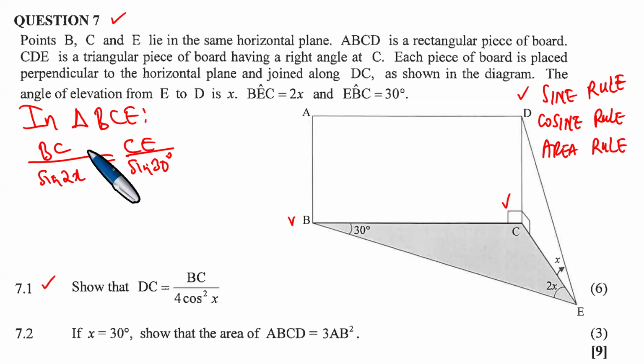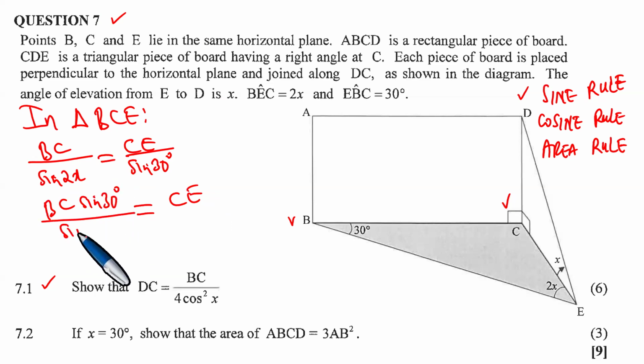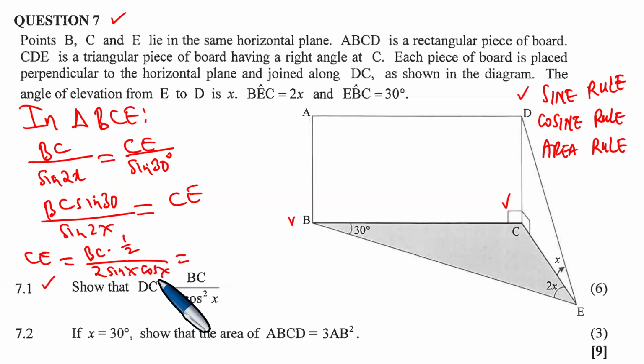Right, so if you make CE the subject, you cross multiply. So CE is going to be exactly BC sine 30 divided by the sine of 2x. So that we have BC, the sine of 30 is 1/2, divided by sine 2x, which is 2 sine x cosine x. And if you simplify this, it's going to be actually BC over 4 sine x cosine x. So this would be CE, but CE is not what we want. What we want in this question is DC.